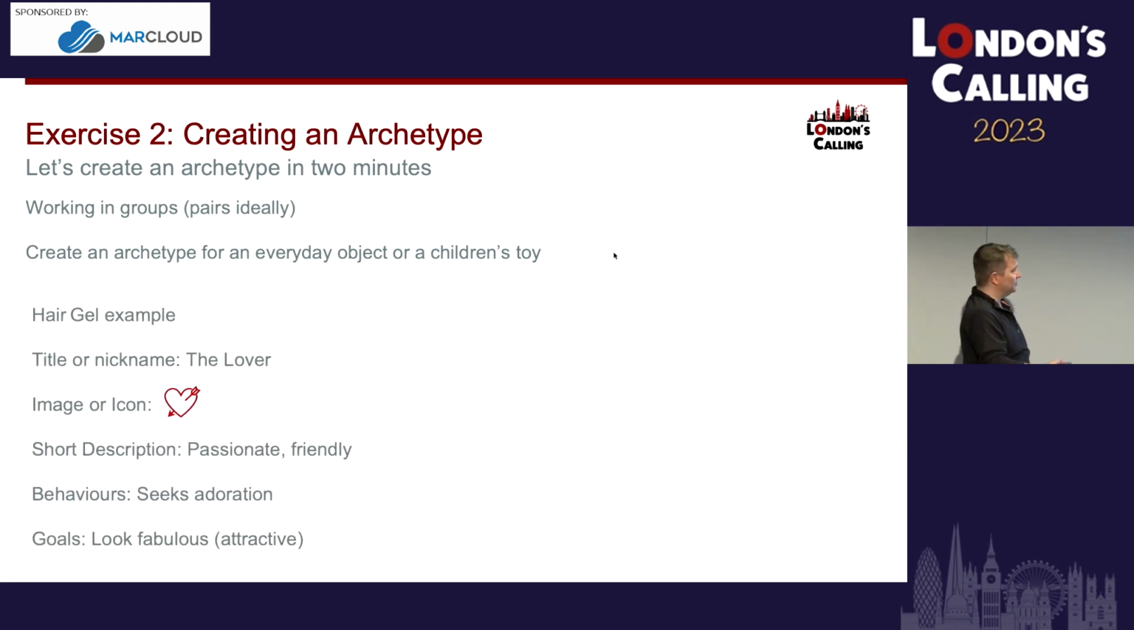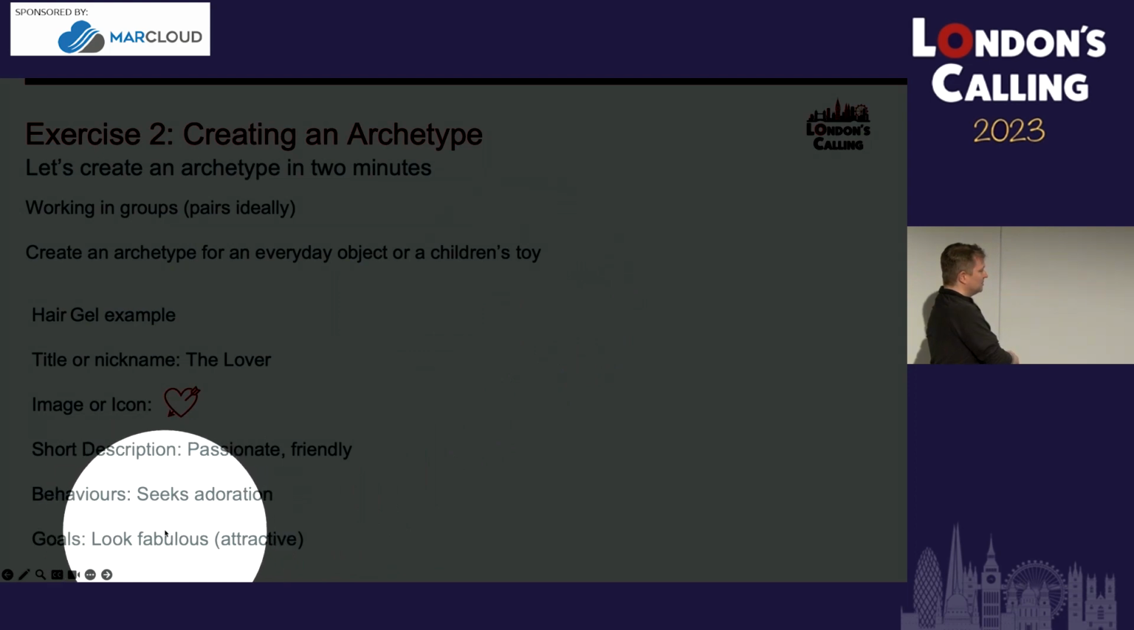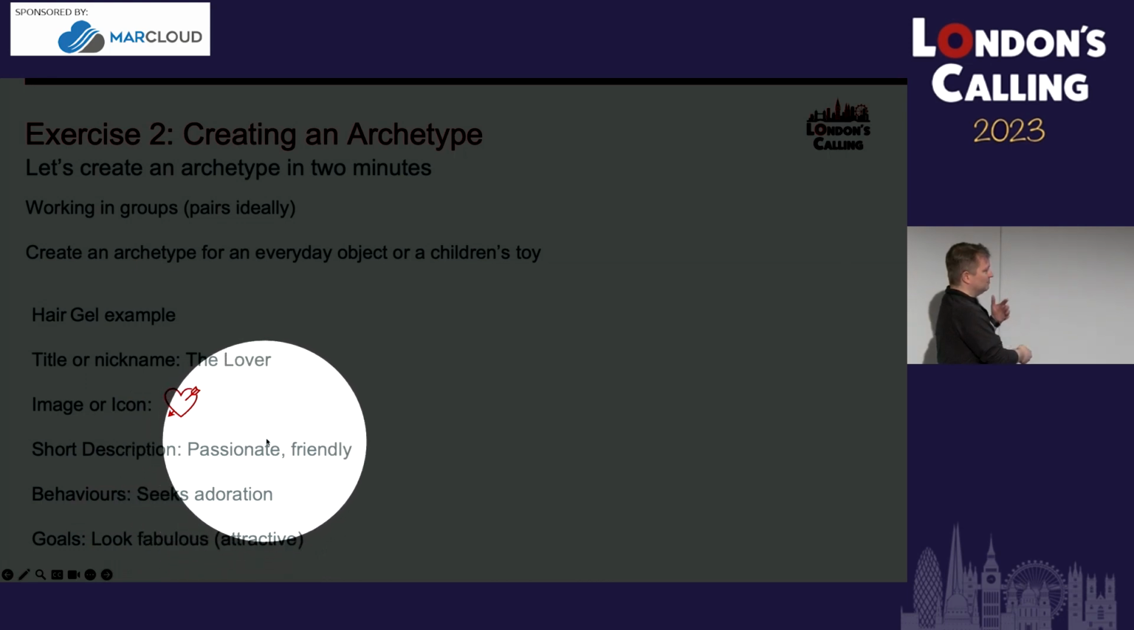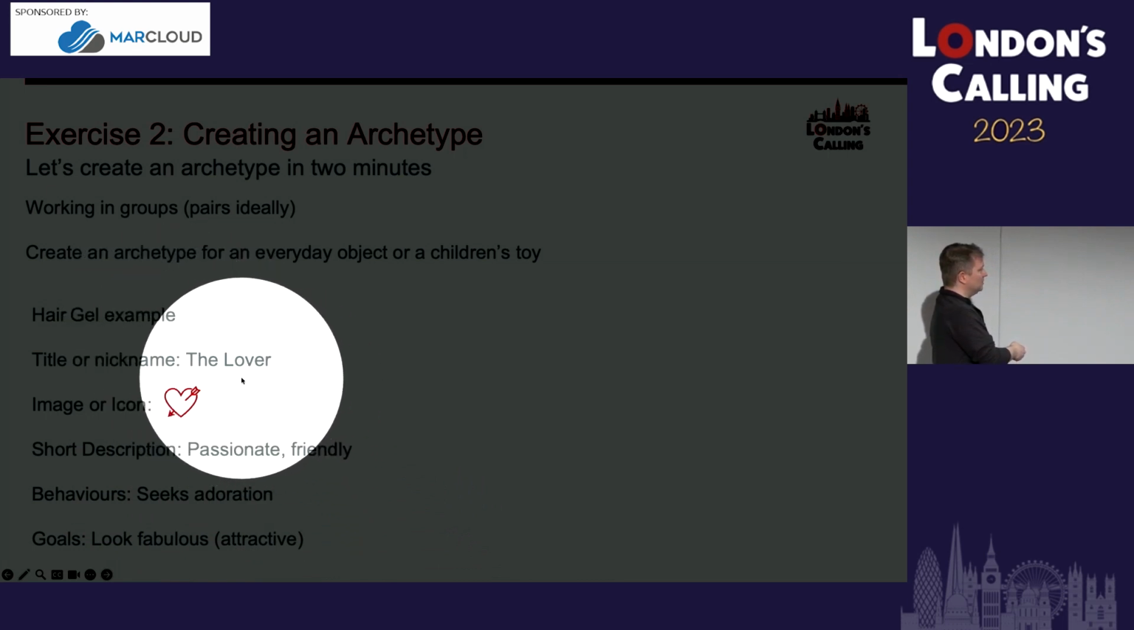So here's an example that I created earlier, and this is based on one of Carl Jung's 12 archetypes. I would start by looking at the goals. So in this hair gel example, yes, our archetype wants to look fabulous. Once we understand this, we can then understand what behaviors they might have. We can begin to look at some adjectives or a short description. And then if we really have some time, we can come up with an image or an icon.